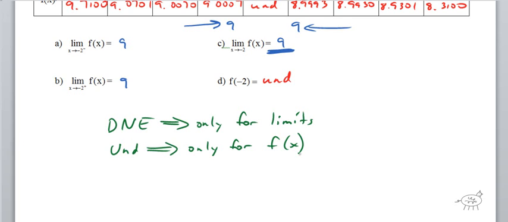Okay? Well, that's it, math fans. Hope you guys picked up here on what one-side limits and two-side limits are all about, and being an f of something meaning you're there.